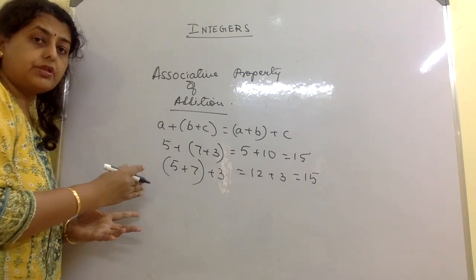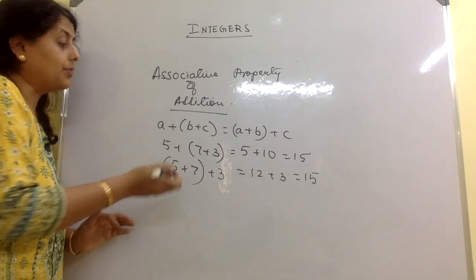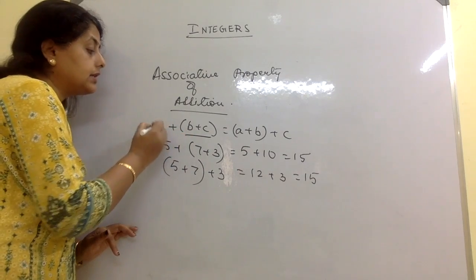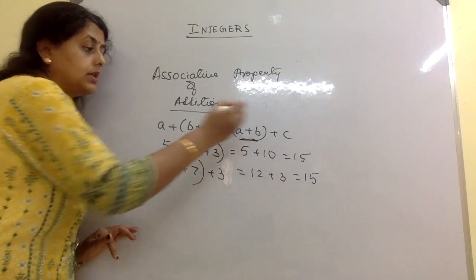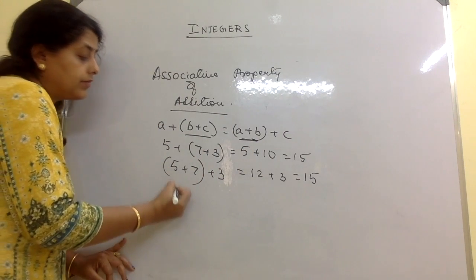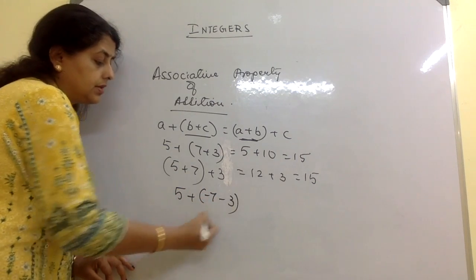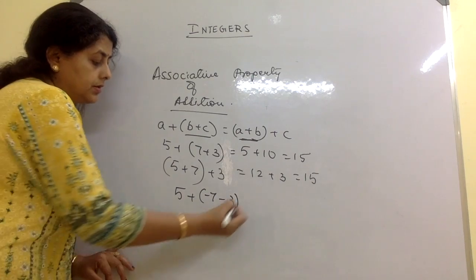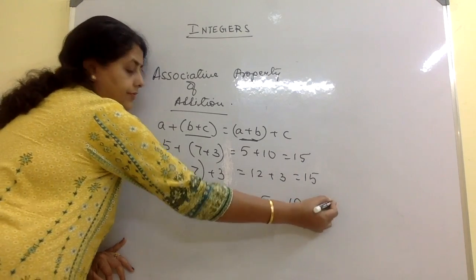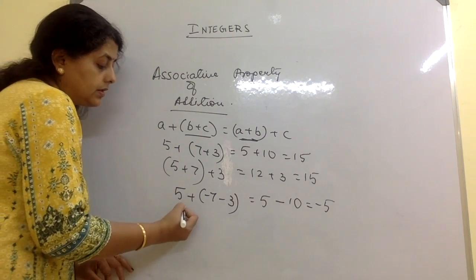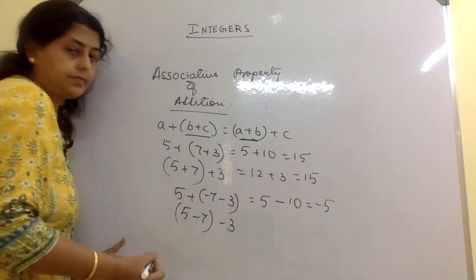Okay, I can try it out with a negative number also. Now, associative, where does the word come from? We are associating this with this and then with the a. So this to this is associated and then with the c. Let me try with a negative number. 5 plus (minus 7 minus 3). So that gives me 5 minus 10, which is minus 5. And then now (5 minus 7) minus 3.